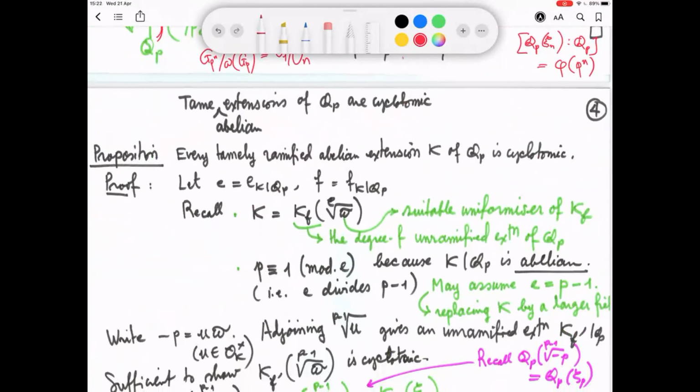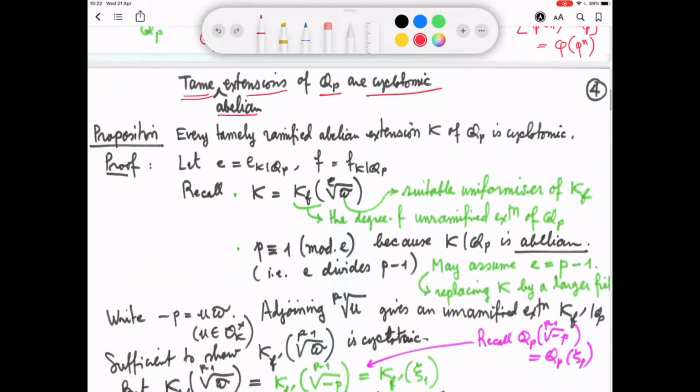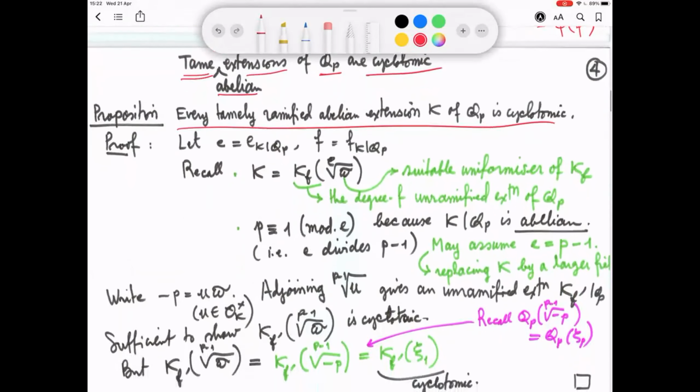Now here comes the proposition that if you take an abelian extension which is tame over Qp, then it is cyclotomic. See, we have to prove that all abelian extensions are cyclotomic. We are proceeding sort of one by one. We are saying that if the extension is tame, then it is cyclotomic. So that's the proposition: every tamely ramified abelian extension K of Qp is cyclotomic.